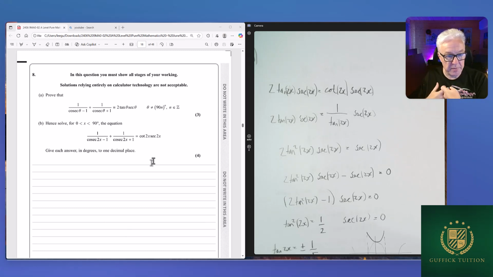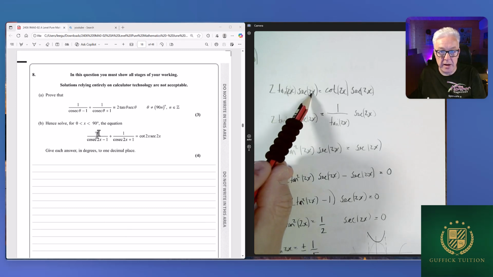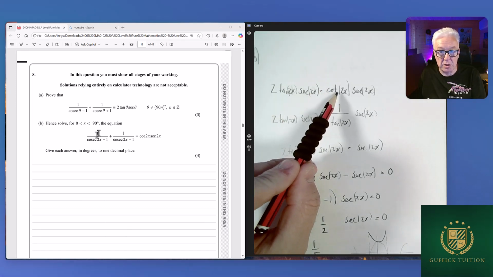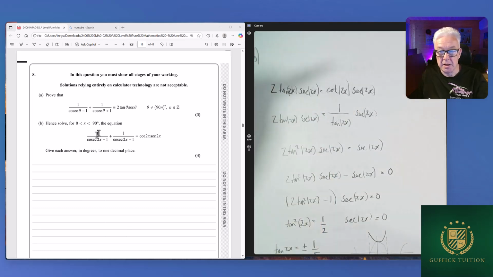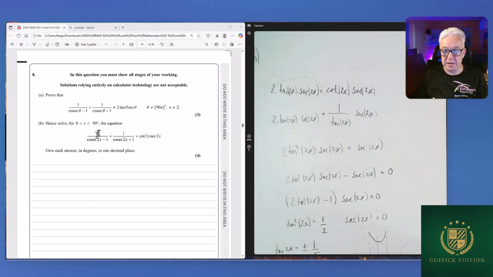So just theta has been replaced by 2x. So what else are we going to use? Well, we're going to use the fact that in part A, we found out that this expression is 2 tan theta sec theta. So we can say that 2 tan 2x sec 2x is equal to cot 2x sec 2x. So we've just used the result from part A to replace the left-hand side.